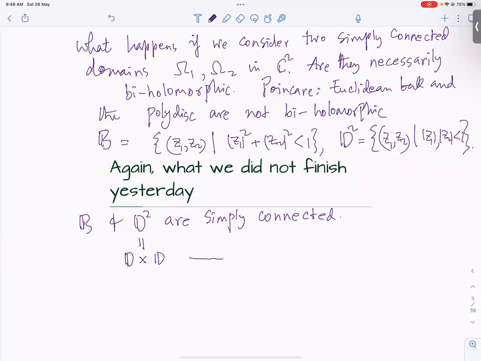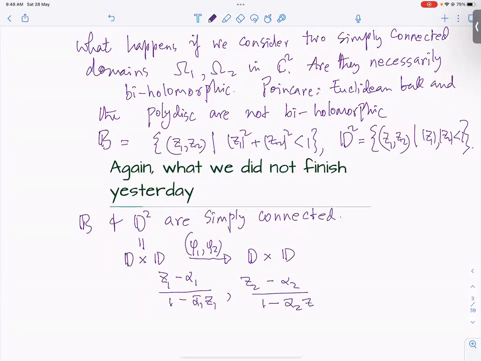Consequently, on the bidisk we can take what is called the Mobius map, phi 1, phi 2, of the form Z1 minus alpha 1 divided by 1 minus alpha 1 bar Z1, comma Z2 minus alpha 2 divided by 1 minus alpha 2 bar Z2. This will play a role afterwards.